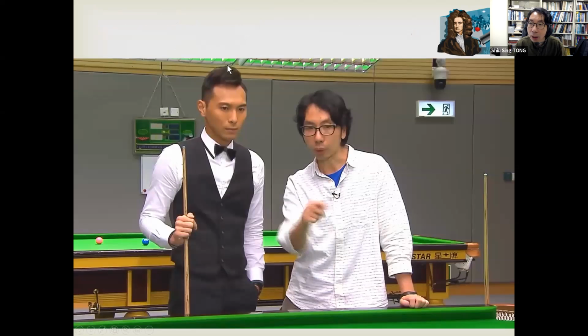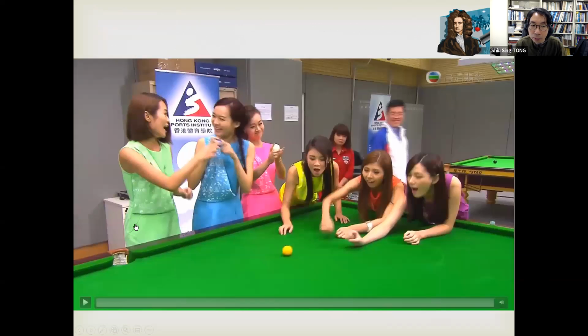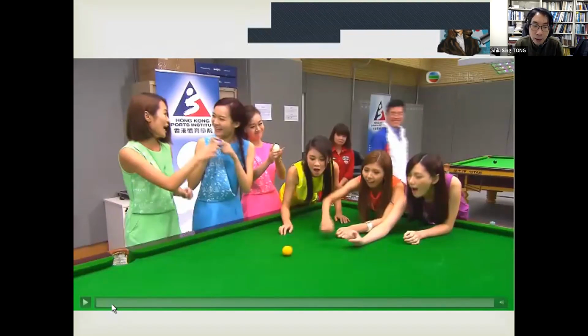Now, let me show you a video, but unfortunately it is in Cantonese, so forgive me if you cannot understand everything. But I can still show you the essential features, that is the different ways of striking the ball to control the motion of the white ball. Now let's see it.